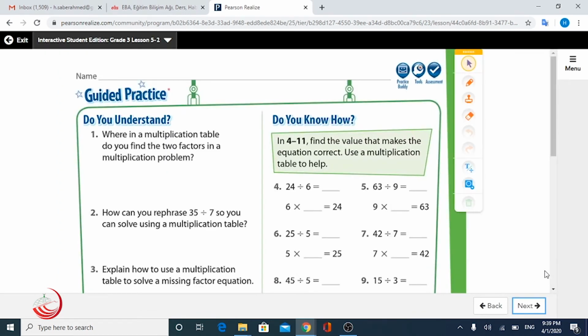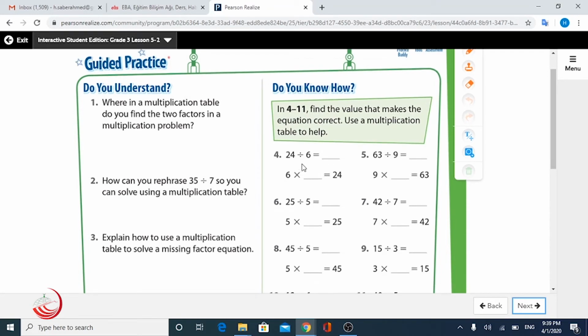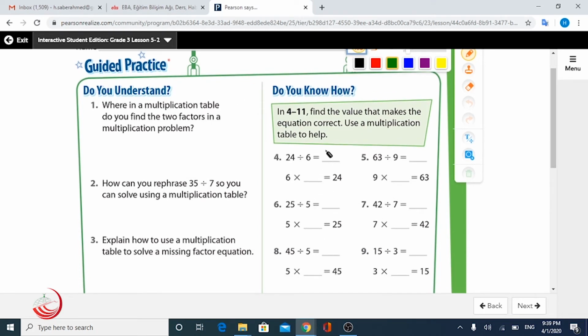Okay, now that we have finished 1, 2, 3, now it's time to work. Find the value that makes the equation correct. Use a multiplication table to help. Alright, 24 divided by 6 equals, we don't know. Let's think about this division in the way of multiplication. I don't know this. How can I find it? This is how I think about it.